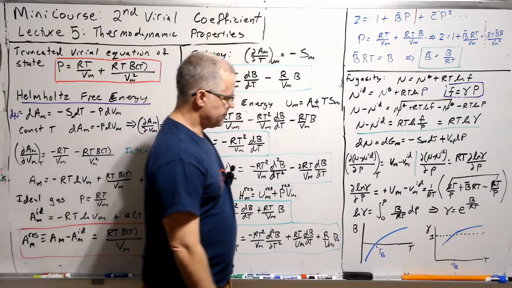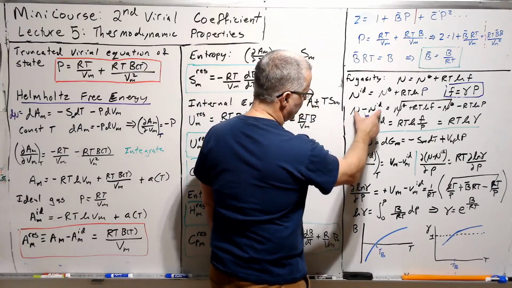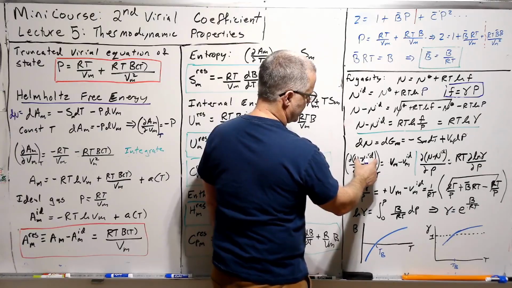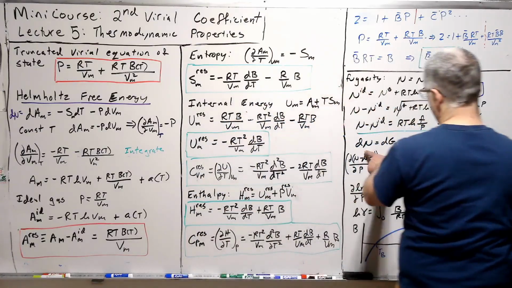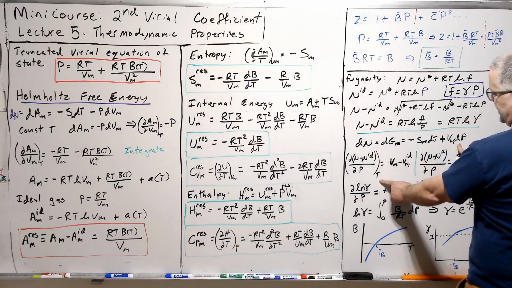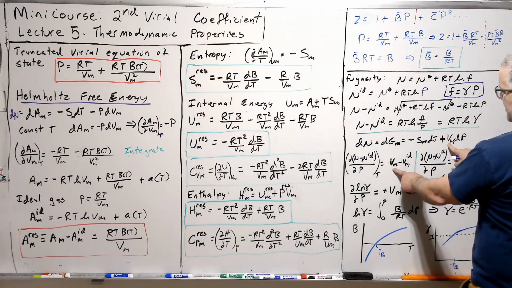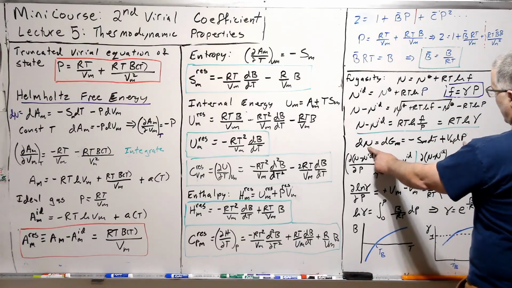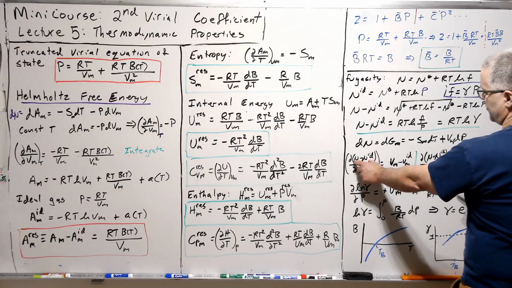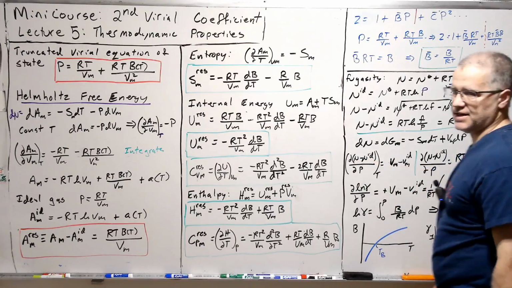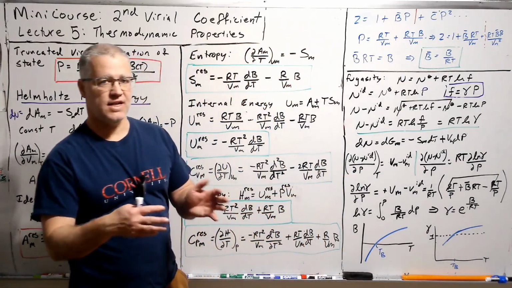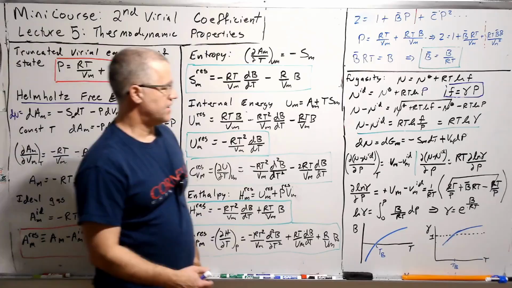So let's look at the derivative of this. If I do dμ/dP at constant T, I'm going to get Vm. And likewise, if I were to do this for an ideal gas, I would get Vm ideal. And since there's a subtraction here, we get Vm minus Vm ideal. So this is the difference in the molar volume between the real gas and the ideal gas.